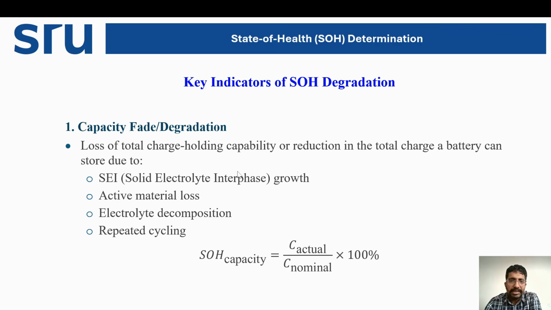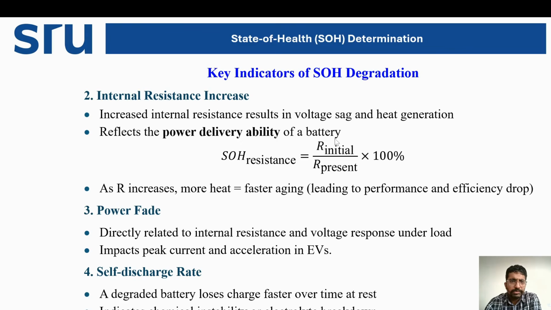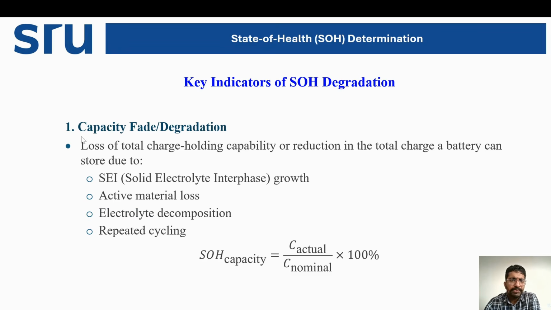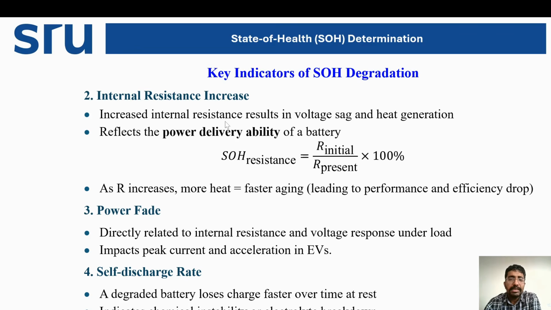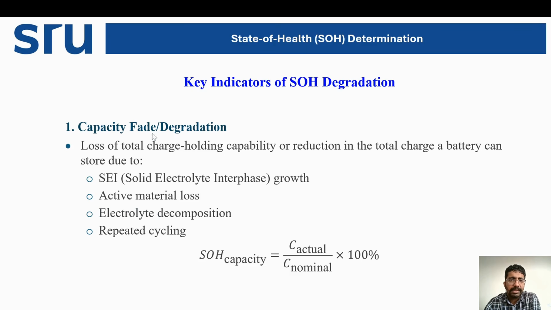Now what are the key indicators of state of health? Two factors are involved in that. The first one is storage capacity, and the second is internal resistance. Starting with storage capacity, first is capacity fade or degradation. As time passes, the loss of total charge holding capability, how much charge it is able to store, will degrade with time. What are the causes behind this degradation?